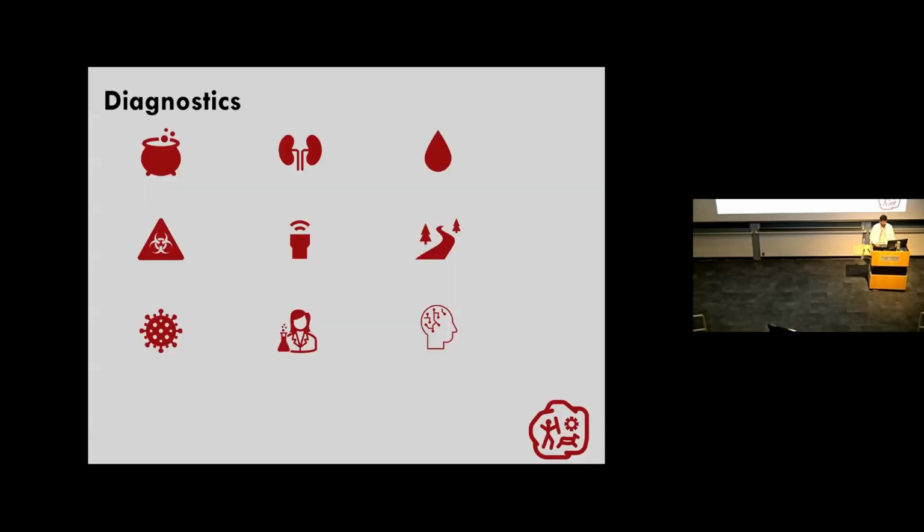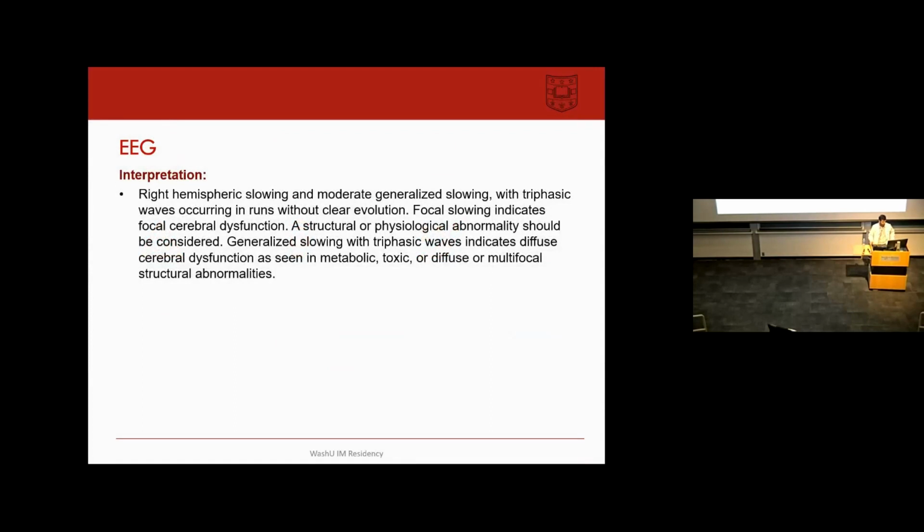So we'll start out with the EEG. It showed right hemispheric slowing and moderate generalized slowing with some triphasic waves. Essentially, it was summarized as generalized slowing with triphasic waves, indicating diffuse cerebral dysfunction, as seen in metabolic, toxic, or diffuse or multifocal structural abnormalities. Does this help you at all, or does this just frustrate you?